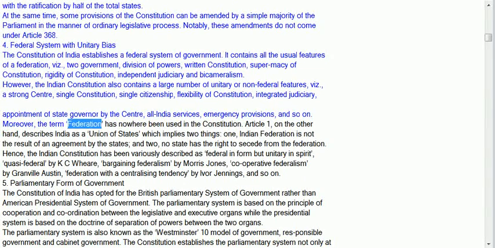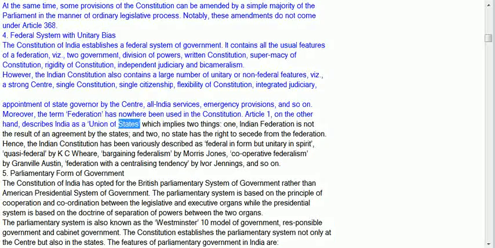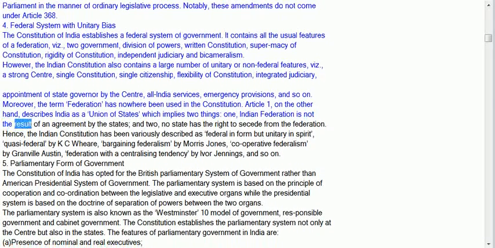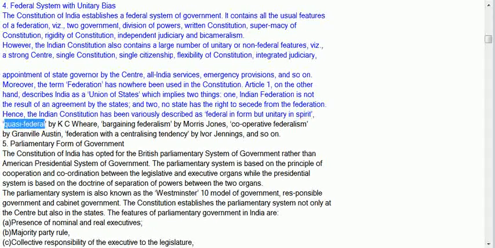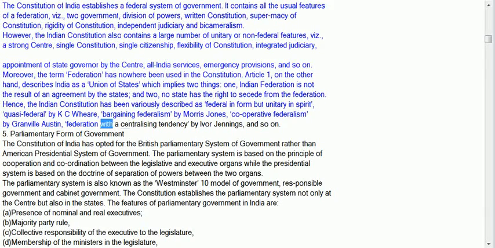Moreover, the term federation has nowhere been used in the Constitution. Article 1, on the other hand, describes India as a union of states, which implies two things: 1. Indian federation is not the result of an agreement by the states, and 2. No state has the right to secede from the federation. Hence, the Indian Constitution has been variously described as federal in form but unitary in spirit, quasi-federal by K.C. Wheare, bargaining federalism by Morris Jones, cooperative federalism by Granville Austin, federation with a centralizing tendency by Ivor Jennings, and so on.